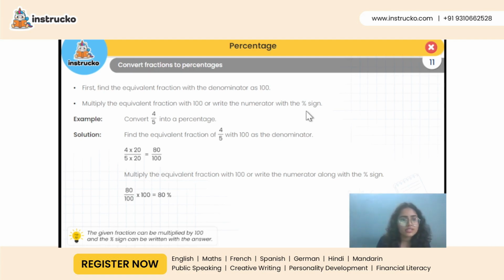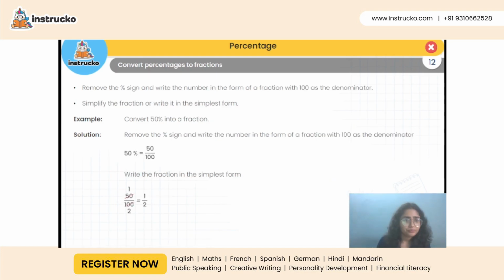Next up, we multiply the equivalent fraction by 100 and write the result with a percent sign, and that's it. So basically you got 80 by 100. Now you multiply this fraction by 100 and whatever you get, you write it with a percentage sign, and that is your percentage. So when someone says convert 4 by 5 into percentage, you follow these simple steps and the right answer will be 80%. Right? Exactly. I hope you understood this concept. These are two very simple, easy steps, and we will also solve a few problems on this.